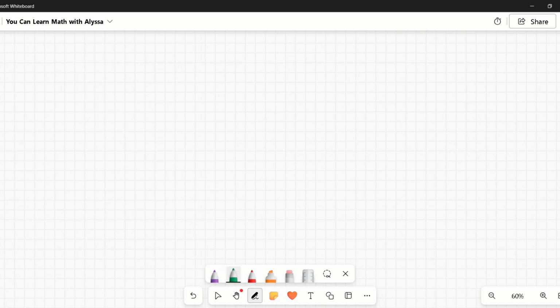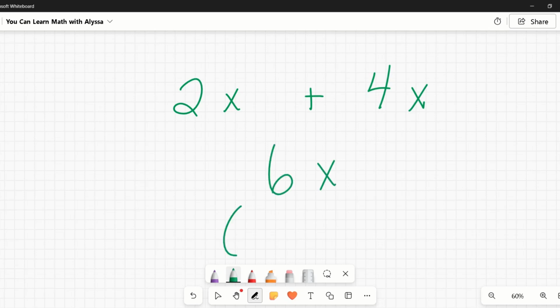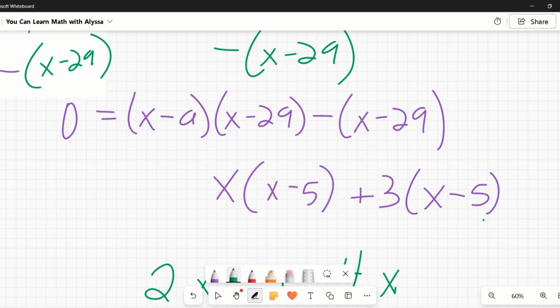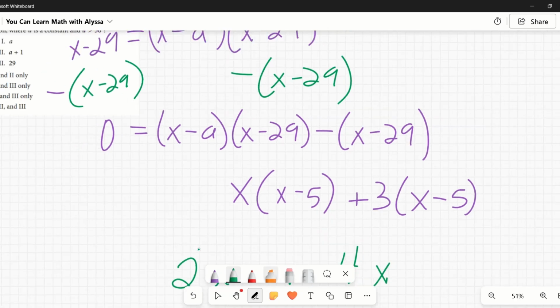If I had 2 x's and I added 4 x's to them, how many x's do I have? I have 2 plus 4 or 6 x's, right? I added 2 plus 4, and that's how many x's I have. That's what's going on right here. So if I have x minus 5s, and I add 3 more x minus 5s, I have x plus 3 x minus 5s. So that's the concept.